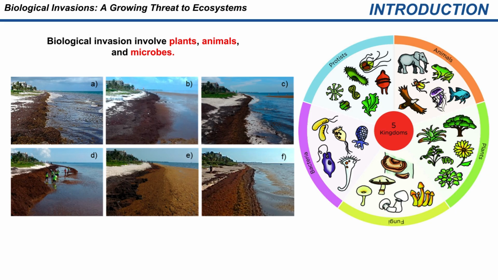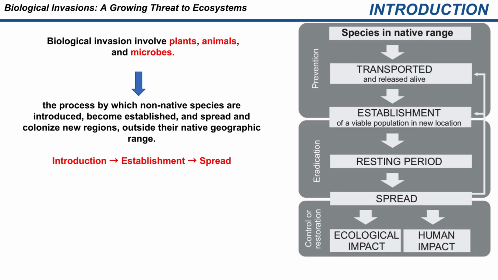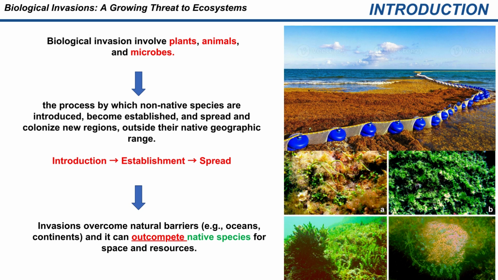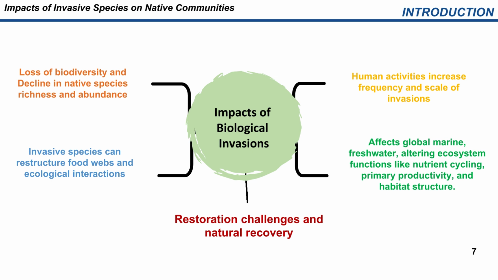So, biological invasion involves plants, animals, and microbes. It is the process by which non-native species are introduced, become established, spread, and colonize new regions. Invasion overcomes natural barriers, and invaders can outcompete native species for space and resources.